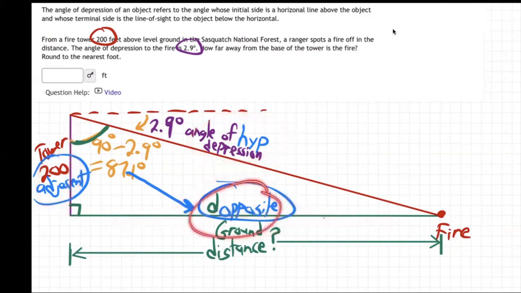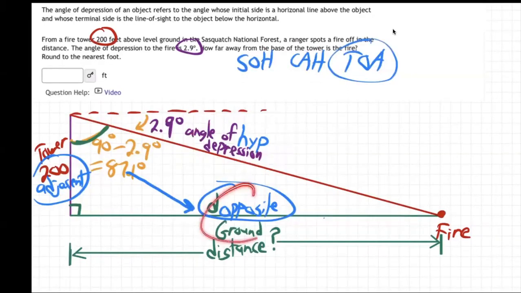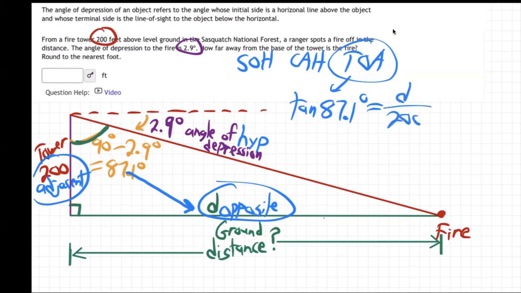Which trig function deals with opposite and adjacent? Let's write them out. The memory device for our trig functions is SOHCAHTOA, right? From the notes. Sine is opposite over hypotenuse. Cosine is adjacent over hypotenuse. Tangent is opposite over adjacent. There's what we want, because we have opposite we're trying to find, and adjacent we know. So we'll grab tangent. The tangent of that angle, 87.1 degrees, is opposite over adjacent. So it's D over 200, right? Because opposite is D, and adjacent is the 200.